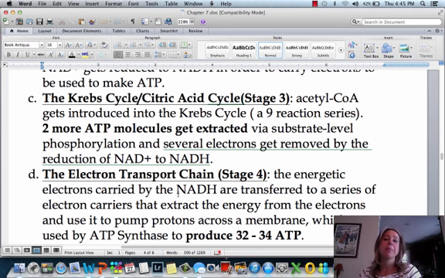So now we're going to talk about the last two phases of cellular respiration. So the third stage is going to be called the Krebs cycle. It's also called the citric acid cycle. Either one of those is fine.